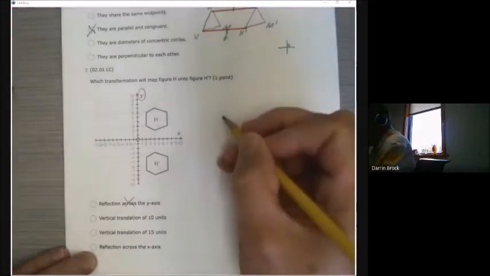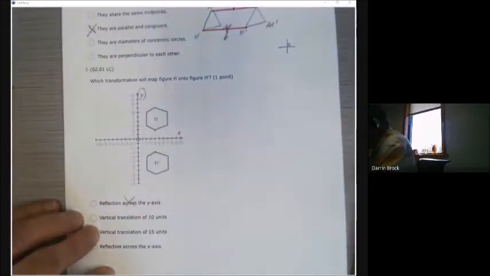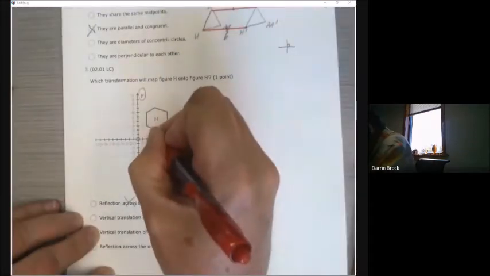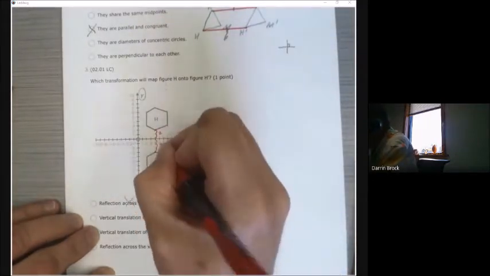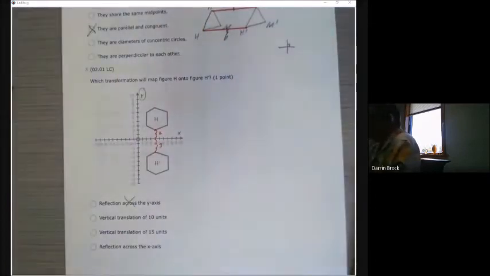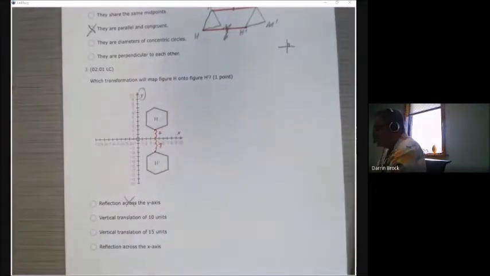So that's not it. Vertical translation of 10 units, a vertical translation of 15 units. Verticals are up and down. So possibly one of those, or reflection across the x-axis. Reflection would put it down here. But is this a reflection over the x-axis? Let's look at that. This is this point and this point. If that's a reflection over the x-axis, those should be the same distance from the x-axis. This is 1, 2, and this one's 1, 2, 3. So this is a distance of 2, and that's a distance of 3 from the x-axis. So that cannot be a reflection because it moved farther away after it moved down here.